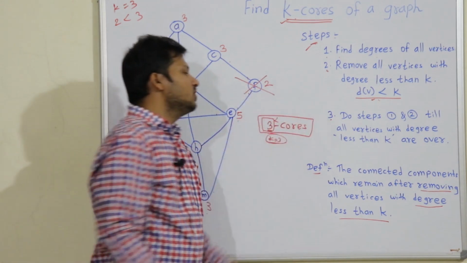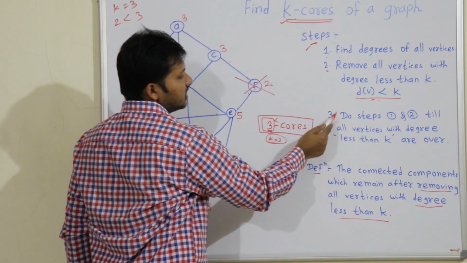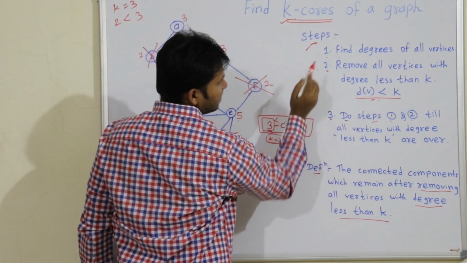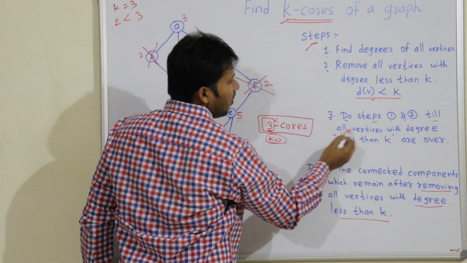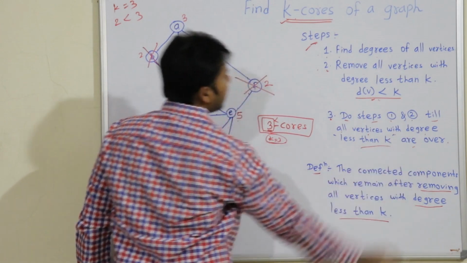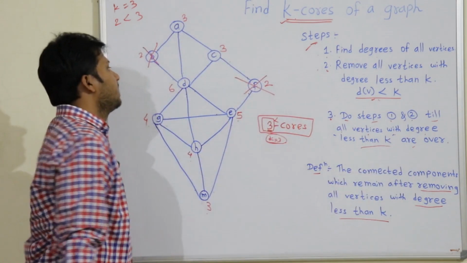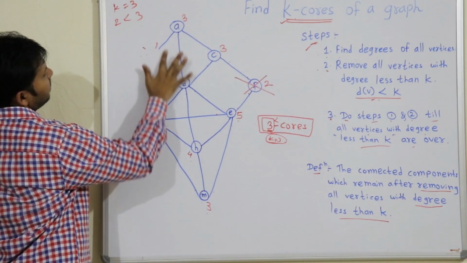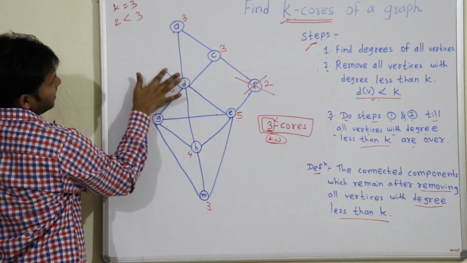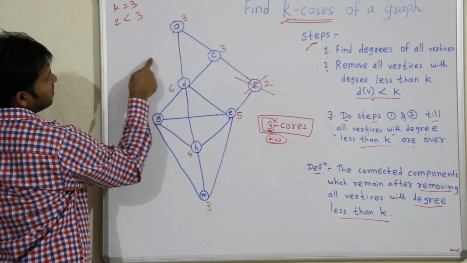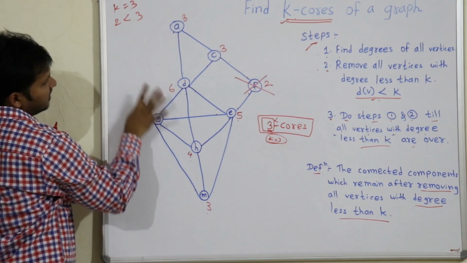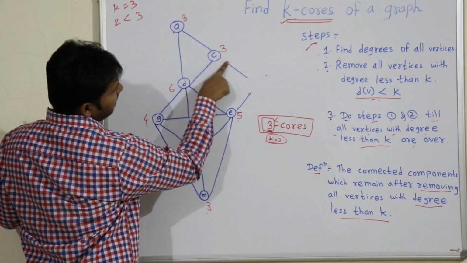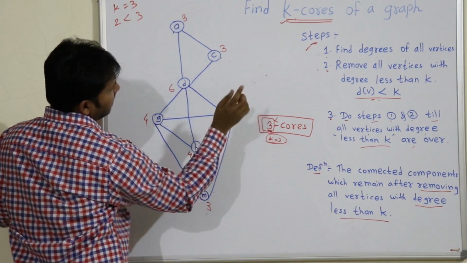So now let's go to the third step. What does this third step say? See, do steps 1 and 2, that is these 2 steps, till all vertices with degree less than k are over. Now what does this mean? See here, when we remove these vertices, we also have to remove the edges, okay, because the vertex is not there, so the edge will also not be there. So if vertex F is not there, then this edge will also not be there, right?